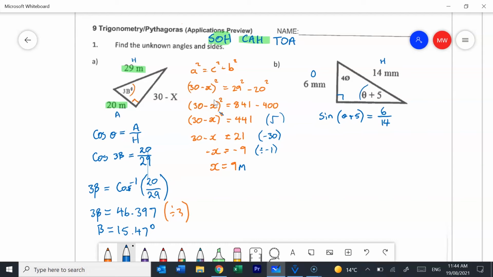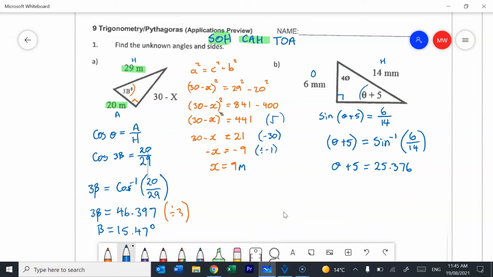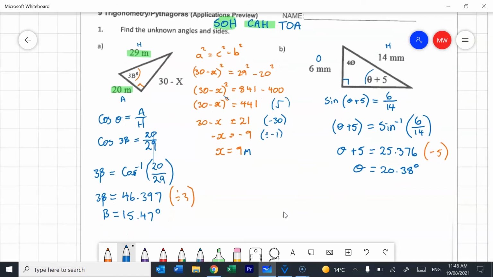And then what we'll do is we'll come in and say, great, that means that theta equals inverse sine 6 over 14. You don't need to simplify the fraction at this point because your calculator's about to do that for you and make life easy. We'll just pop that in our calculator. We've put that in our calculator and we're making sure we're still recording. And we've got 25.376. Now we're just balance methoding, so we're going to subtract 5 from both sides, and we'll find that theta is 20.38 degrees.